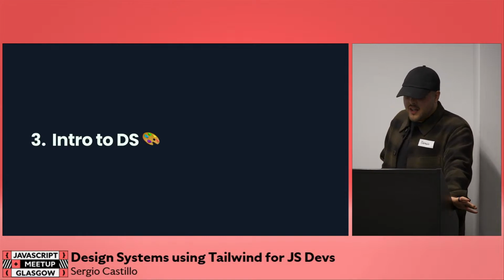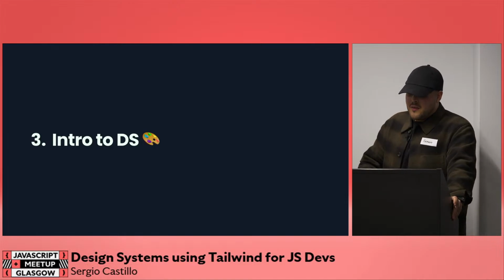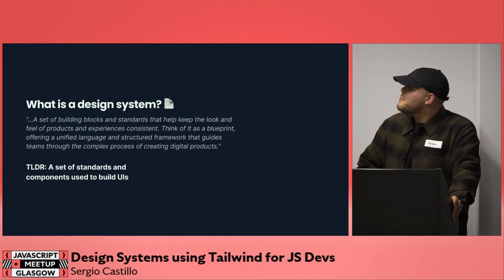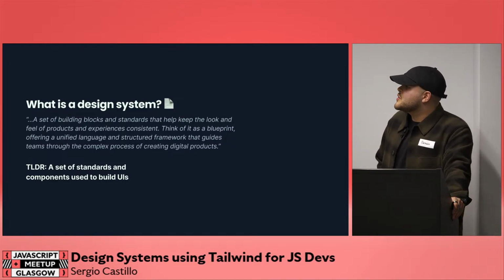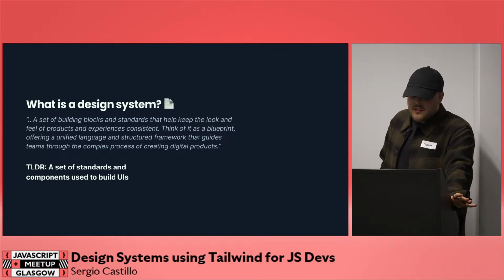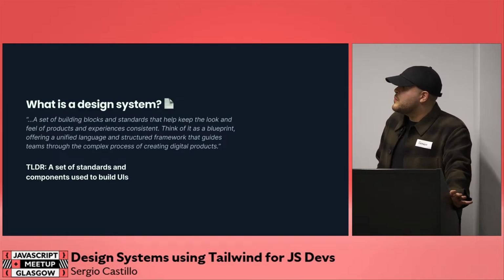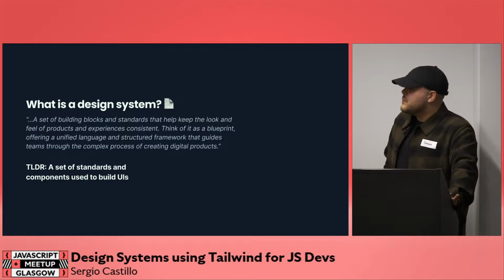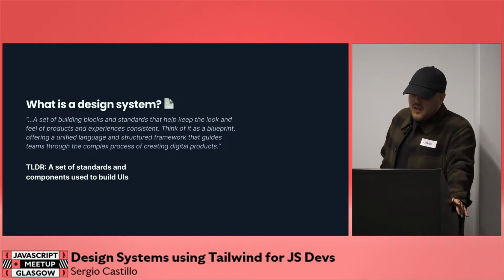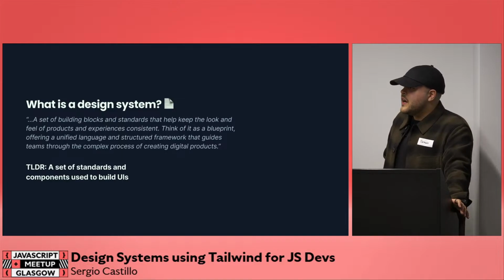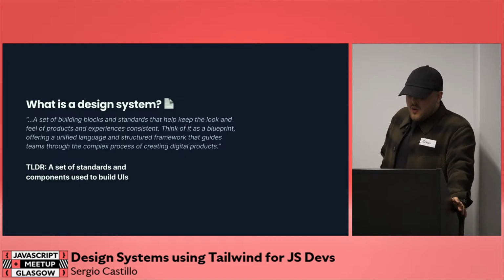So, design systems are probably the thing that saved my mental sanity. But what are they? We have a really nice description by the people at Figma. But I think the TLDR is a design system is just a set of standards and components used to build UIs. That's all they are. They sound really fancy, but all they are is just standards and components. They're just a way to find order in the madness.